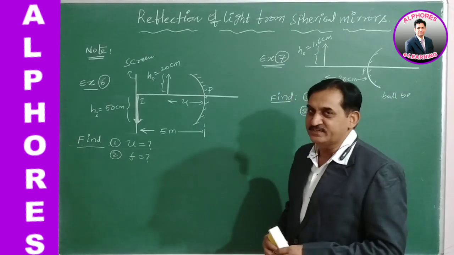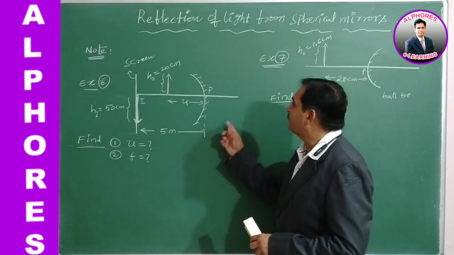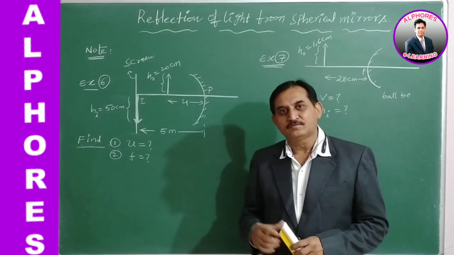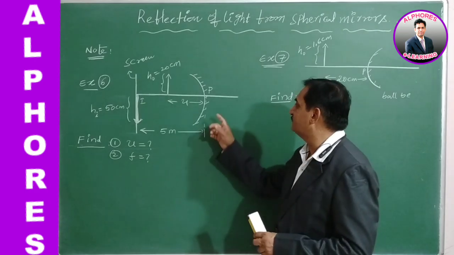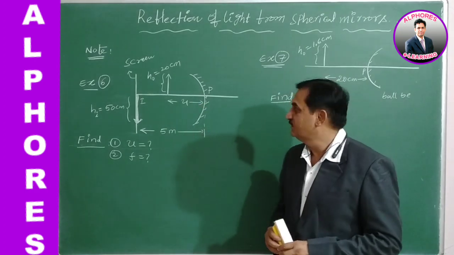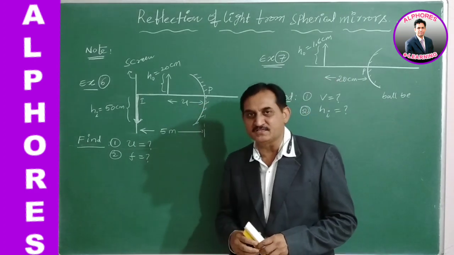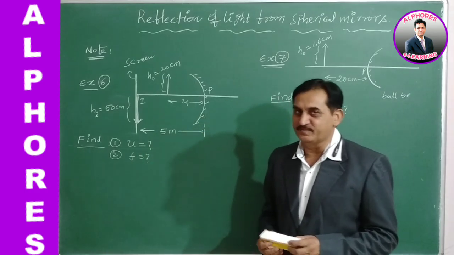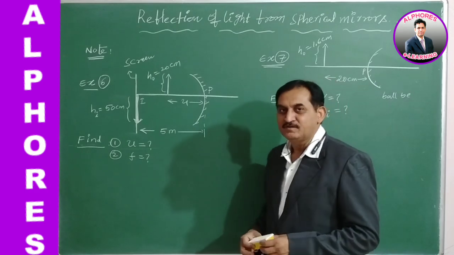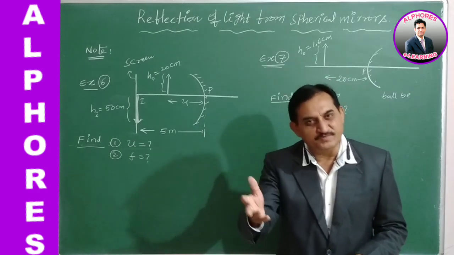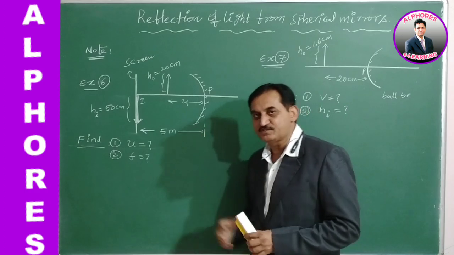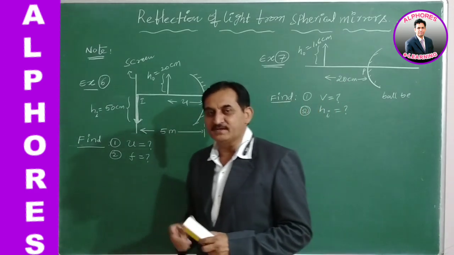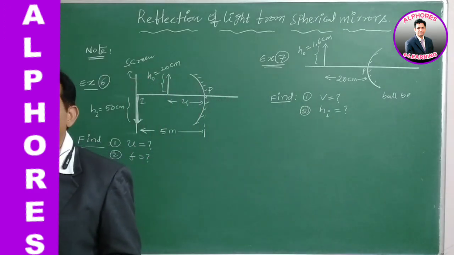So there is a concave mirror, and in front of it an object of 20 centimeters height, kept at a distance of u, and its corresponding image is formed on the screen, which is kept at a distance of 5 meters from the mirror. Then find the distance where the object is placed, and the second one, what is the focal length of the given concave mirror. Okay.